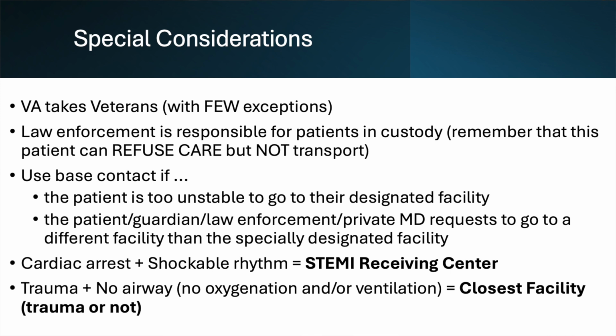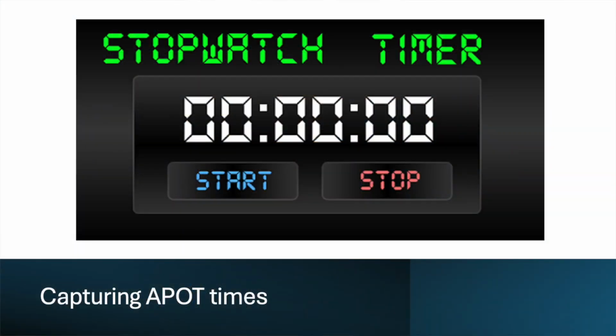And then trauma with no airway. What that means is inability to oxygenate and ventilate. You have to do both, right? Goes to the closest facility, trauma or not. That's right. So that's the shelter in the storm kind of situation where you need help with an airway. Yeah, with a very difficult airway. That's right.